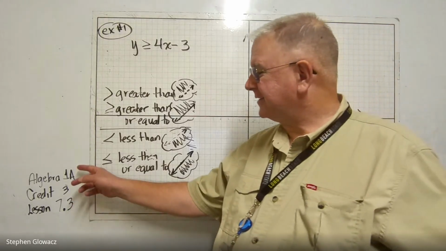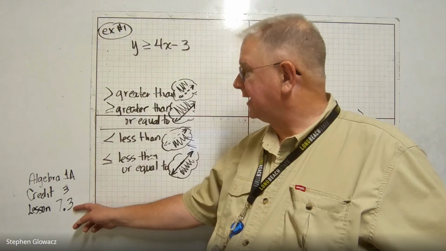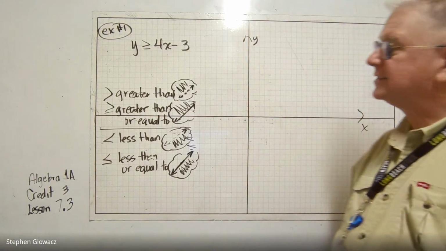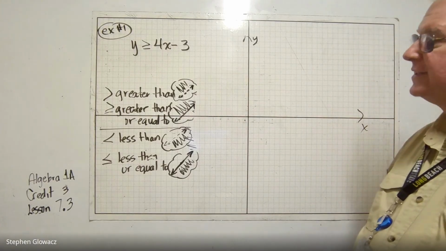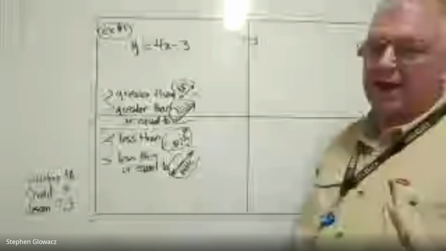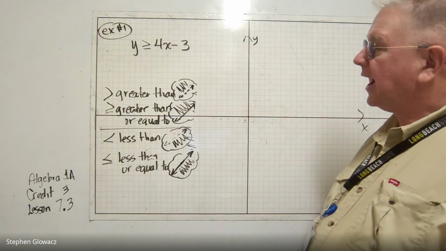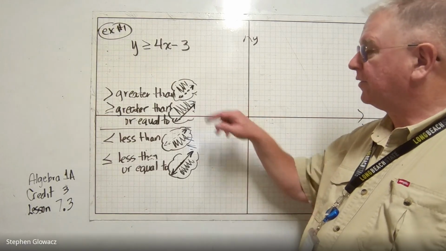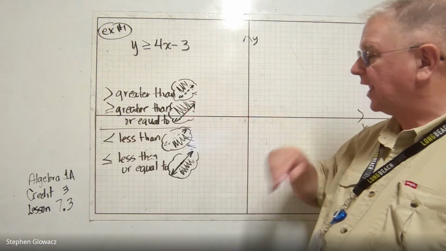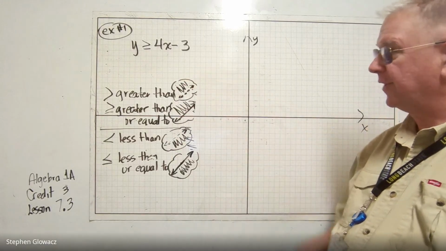Okay, these are the examples for Algebra 1A, Credit 3, Lesson 7.3. Lesson 7.3, we're going to be graphing inequalities. Graphing inequalities is very similar to graphing a linear equation. The only difference is we have to make a couple decisions towards the end, whether it's a broken line or a solid line, and whether we're going to shade above or below the line.